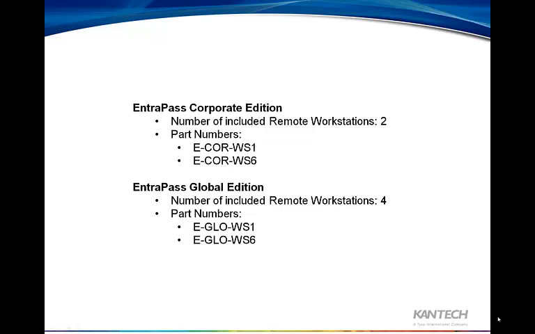When installing the Entrepass software, if you are using Corporate Edition, the number of included remote workstations will be 2. If you are using Global Edition, the number of included remote workstations will be 4. In order to add more workstations to the system, you will need to purchase additional workstation licenses. Here you can see the part numbers for the additional workstation licenses.